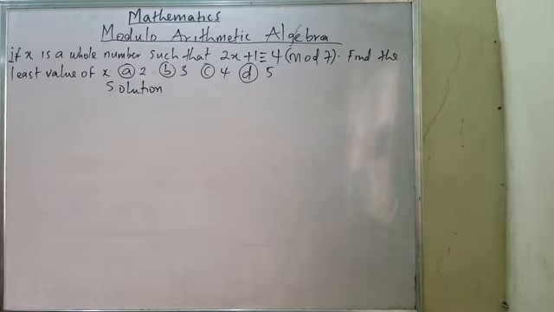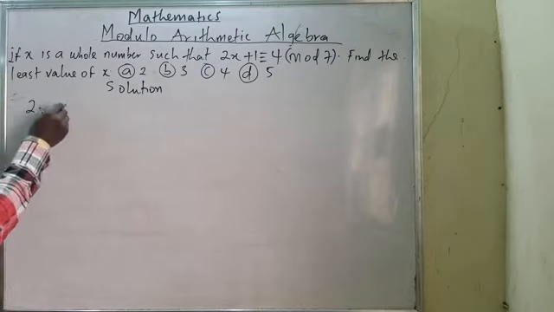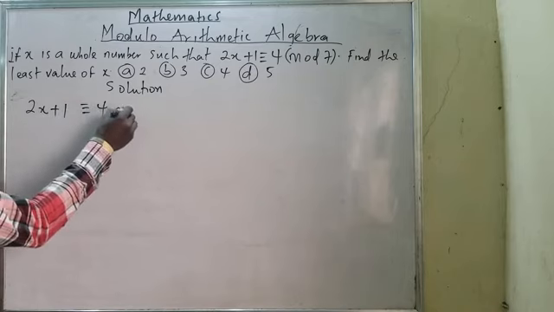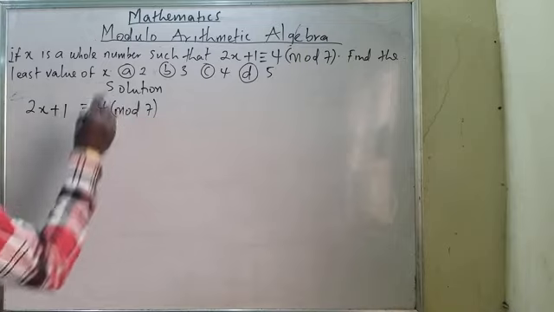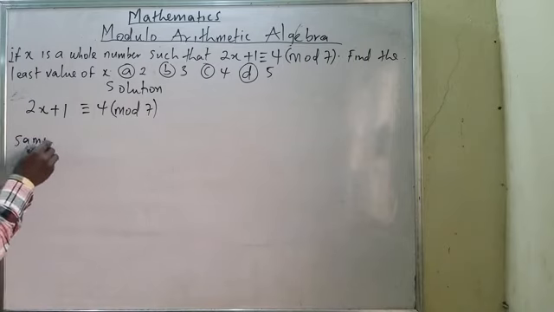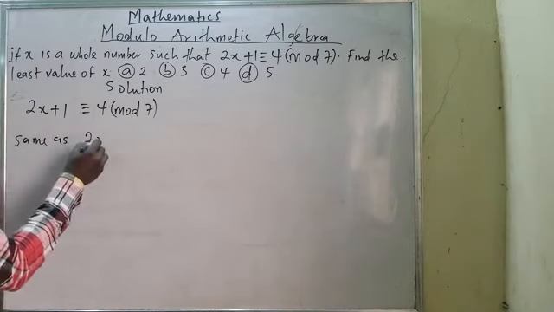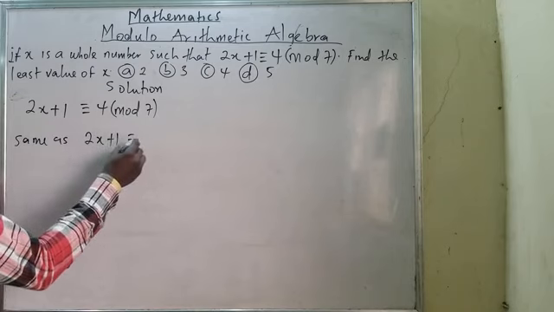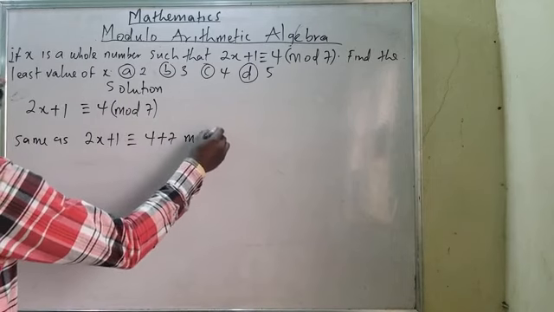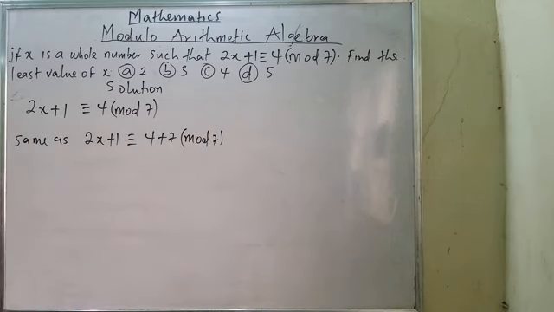The same way, you need to calm down. Now, what you just need to do: 2x plus 1 is equivalent to 4 mod 7. Don't forget, you must not get a number greater than or equal to 7. This is the same as 2x plus 1 equivalent to 4 plus 7 mod 7. Please take note of this. Very, very correct. Note that.